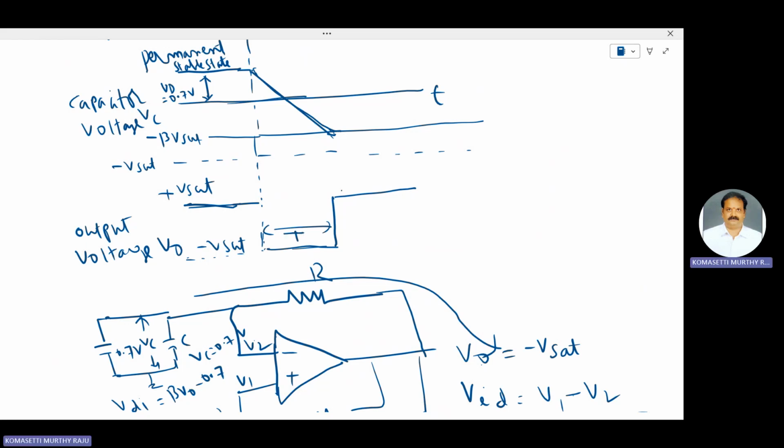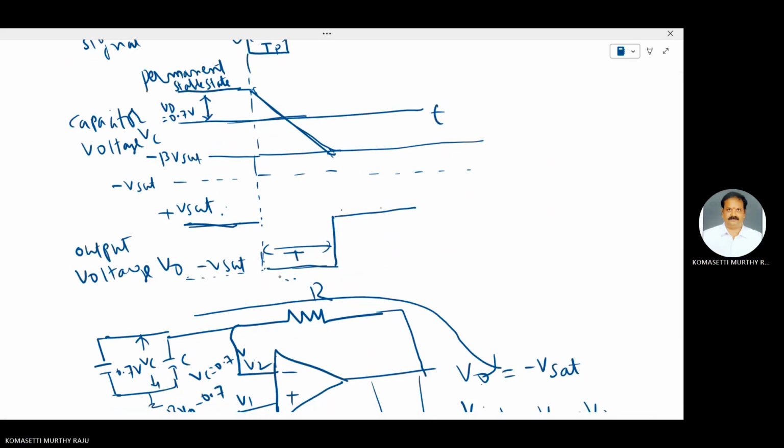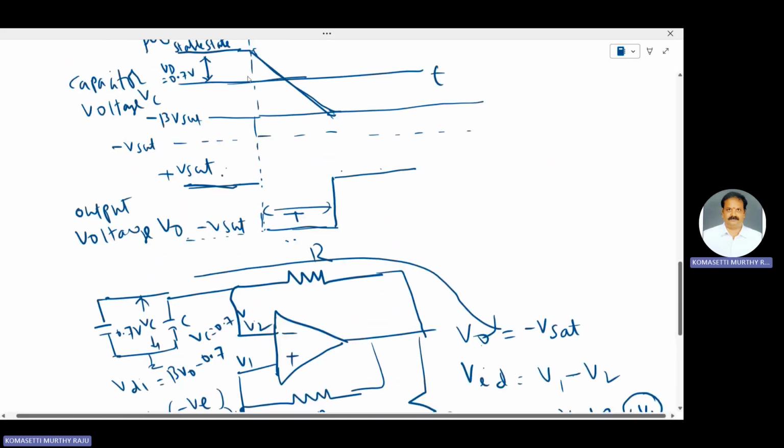Without any external signal, the state change is observed from the quasi-stable state to the permanent stable state. This one is the stable state, and this one is the quasi-stable state. How does the transition take place from the stable state to the quasi-stable state? By using some trigger signal. After a specified time interval T, it automatically changes from the quasi-stable state to the permanent stable state.